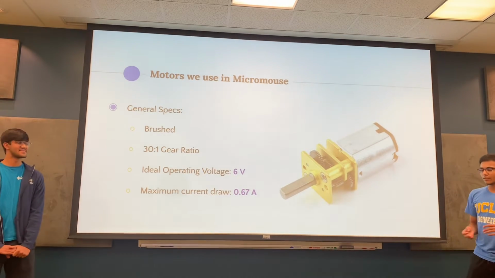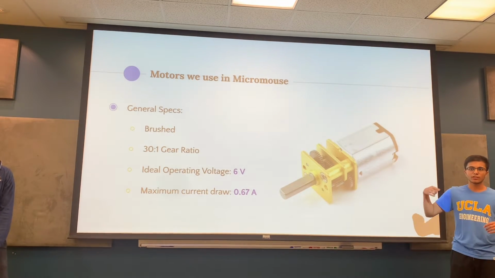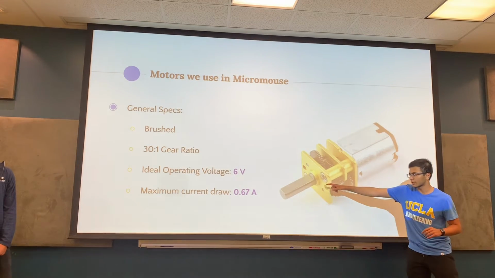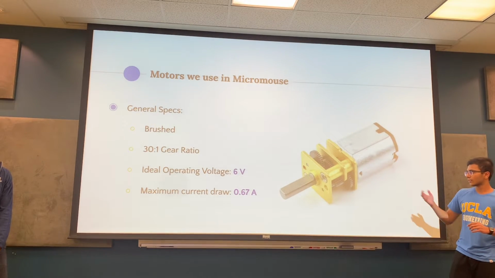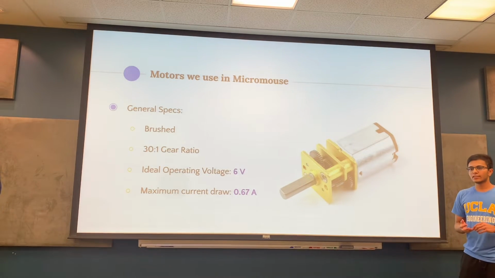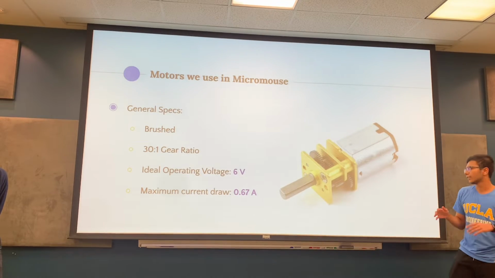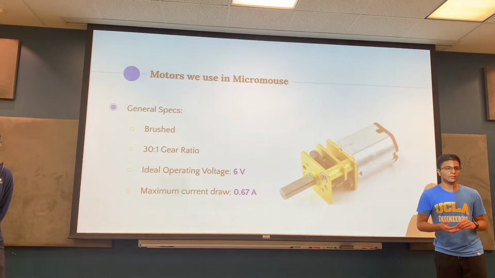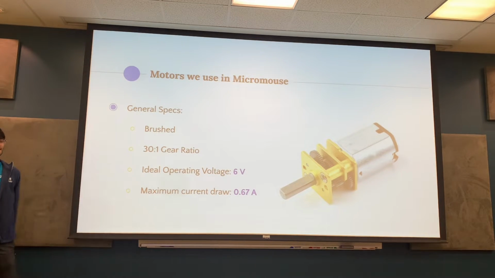Some of the specs are that they have a 30-to-1 gear ratio, which means that for every 30 times the motor itself spins, the actual axle spins 1 time. The reason we do this is so that we can get more torque out of the motor. The ideal operating voltage is 6 volts. This is kind of important, and we'll get into that a bit later. And the maximum current draw is 0.67 amps. But remember this figure for a question we'll ask later.